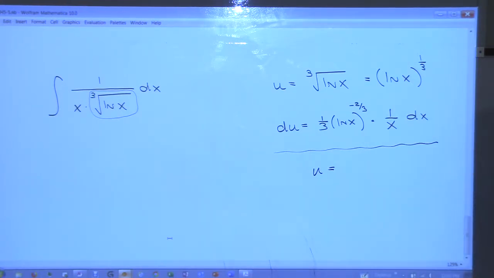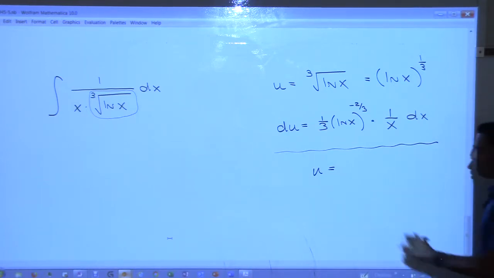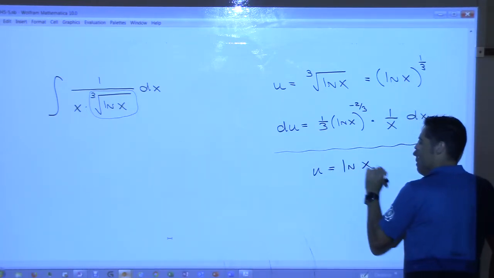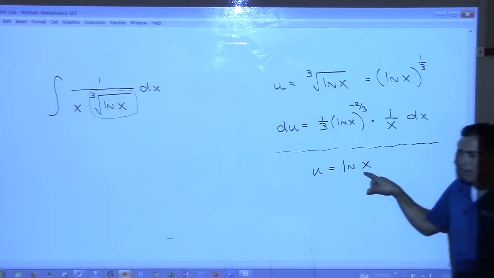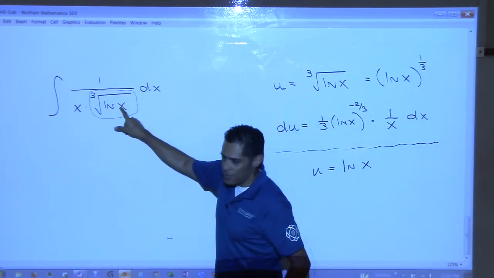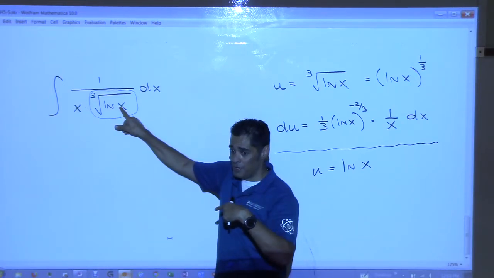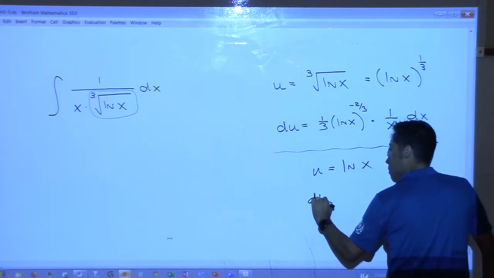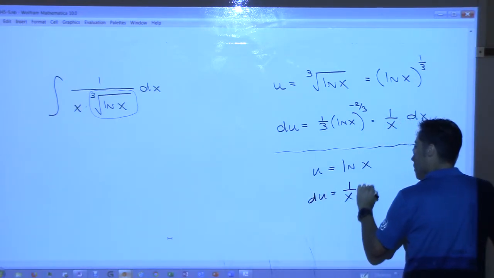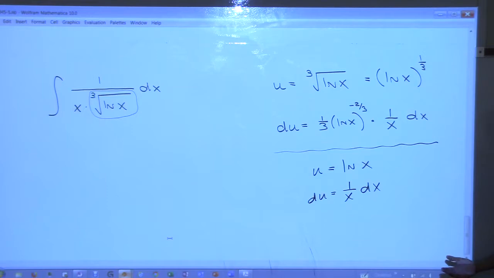So what else? You grabbed too much on that one. Can I use ln of x? You can do whatever you want, but it needs to make sense to you why this is going to work. This one's going to work, right? Because there's your ln x. Do you see now its derivative is there? 1 over x dx. So now du is 1 over x dx, and now you can play your game. You can start matching things up.